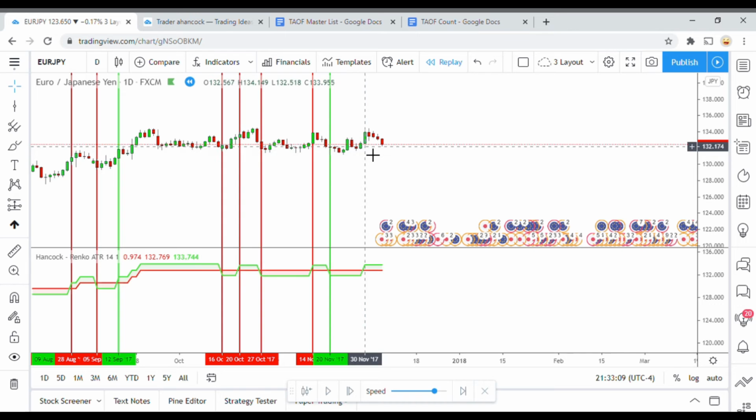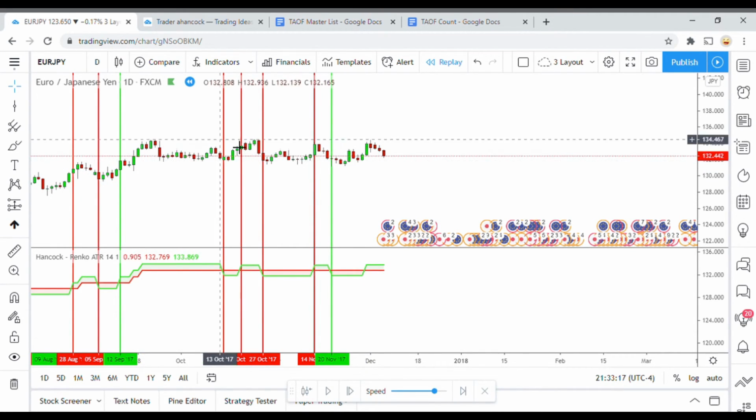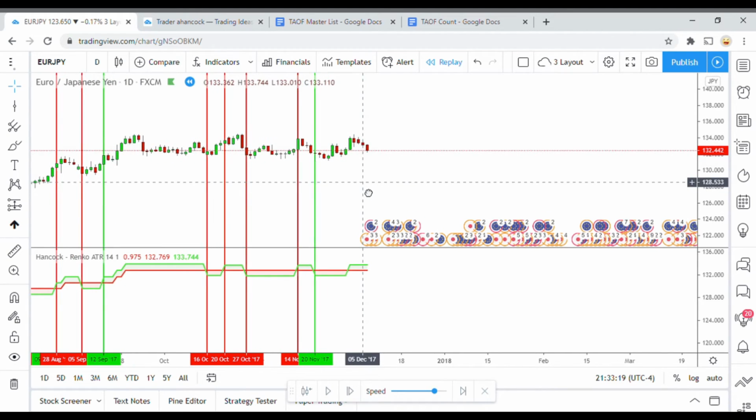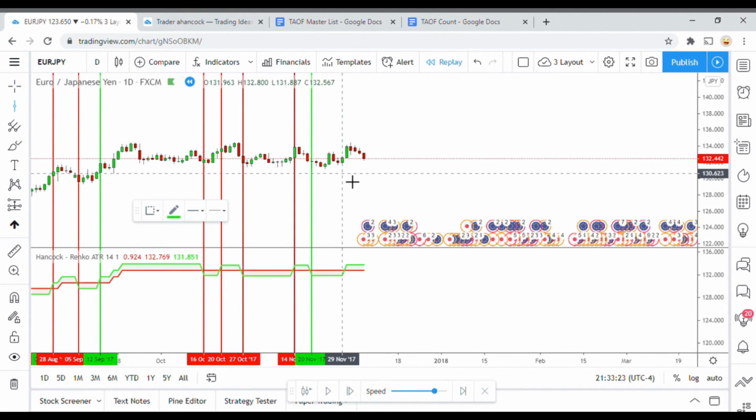Ranging markets like this have to be some of the worst things that can happen to indicators. When a ranging market happens like this, it just destroys most indicators.